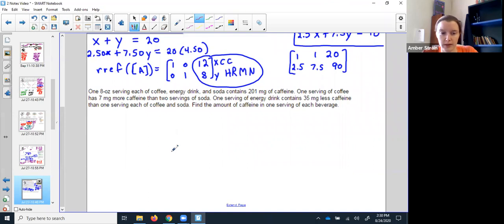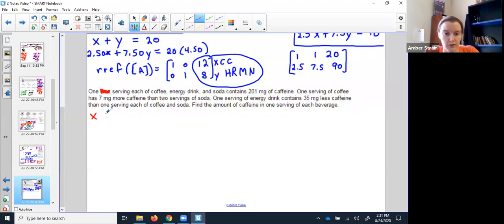Okay, here's another one. It seems like it's completely different, but it's really the same problem. Here we've got some drinks, and they're telling us different things about them. We've got servings of drinks, but then it does go back and tell us that all of those servings have the same ounces. Since they're all the same, I don't really need to figure that in. It's just an extra number to try to throw us. So instead, we're dealing with the servings of the drinks and the amount of caffeine. So it says if we have 1 serving of each, coffee, energy drink, and soda, we have a total amount of caffeine. Let's set some variables.